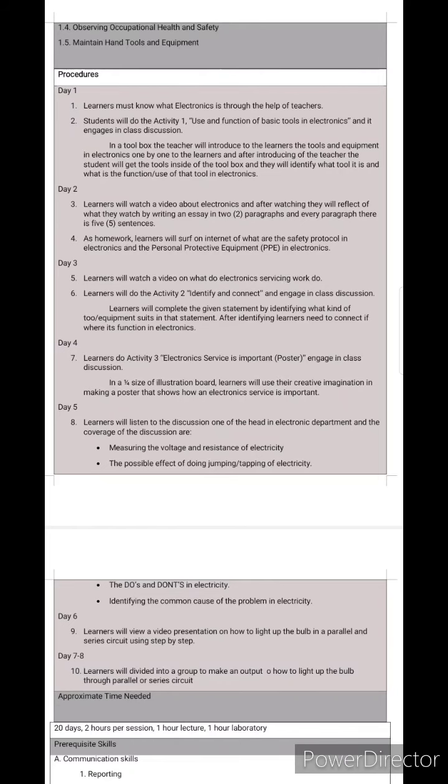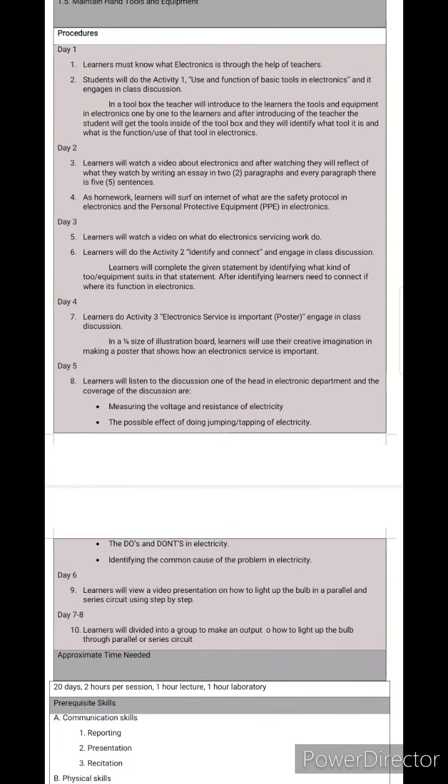For the fourth day, learners do Activity 3, electronic service is important, poster. Engage in class discussion. On a 1/4 size illustration board, learners will use their creative imagination in making a poster that shows how electronic service is important.